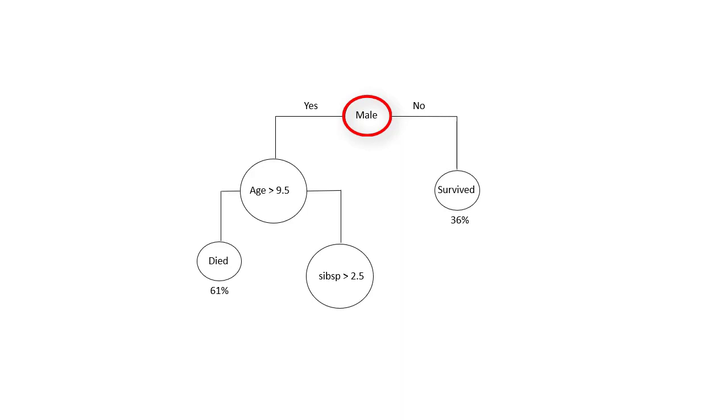After the first split has been completed, the algorithm continues to analyze the other attributes in the dataset. The algorithm decided that the age of the passenger was the second most important attribute in the dataset.